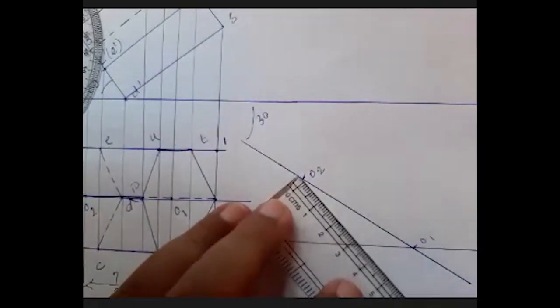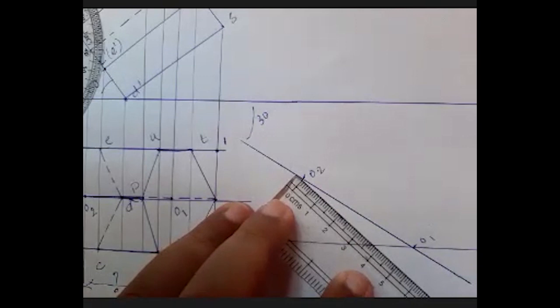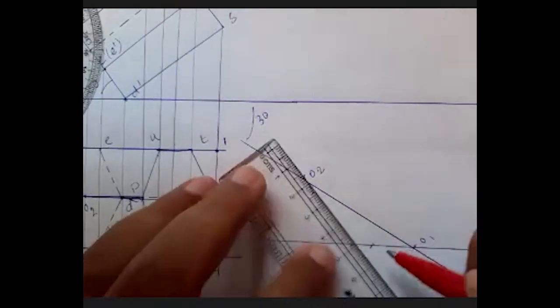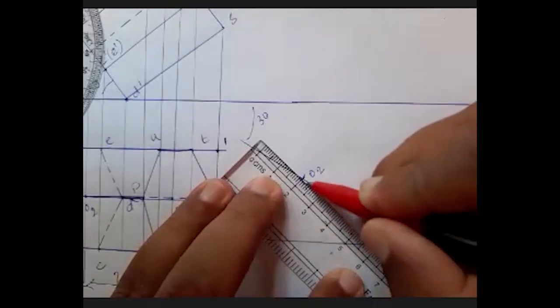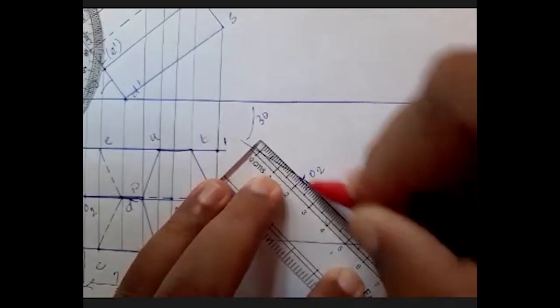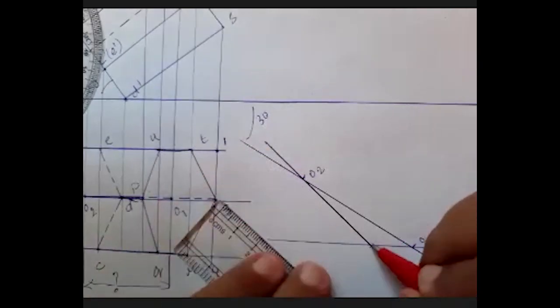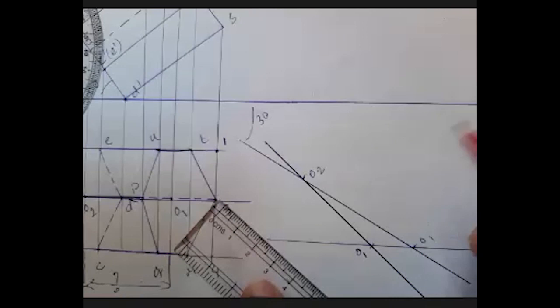So again, I'm going to measure it with the compass and cut it down here at the locus, that is at 3.8. So when I cut it down, this is my new point of O2 and O1. I just extend it down. So this is my O1 and this is my O2.